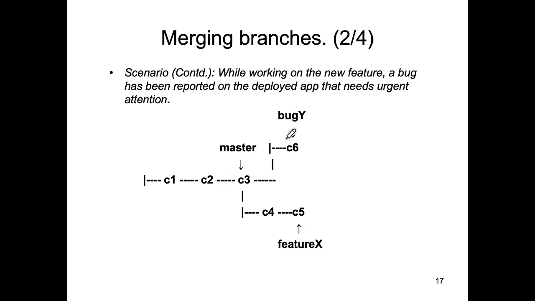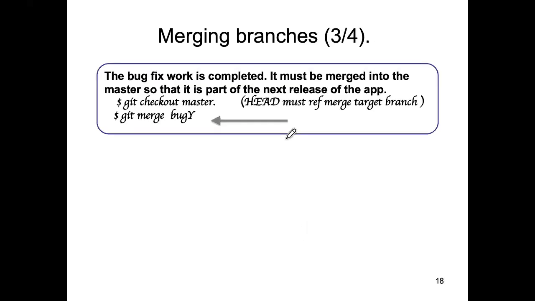Again, this is a very common scenario. We want to get all this stuff back together into master, so that both the bug fix and the feature, if we decide to hold on to it, are part of the next version of my web application. So the bug fix work is completed, and it must be merged back into the master so that my customers can have it. How do I do the merging?